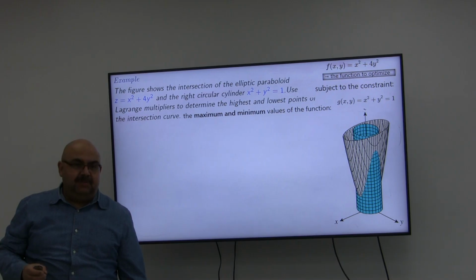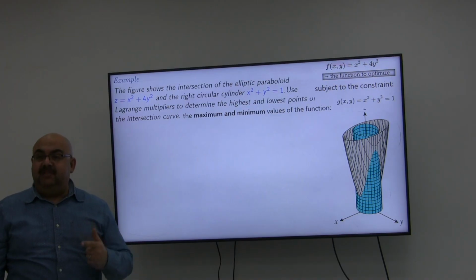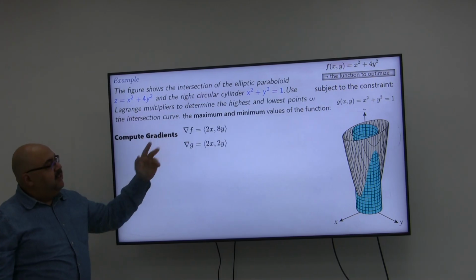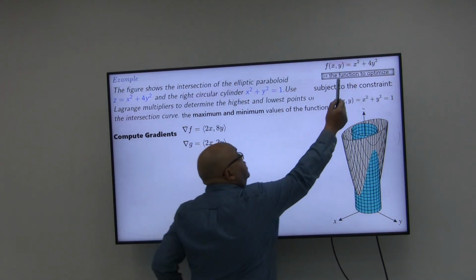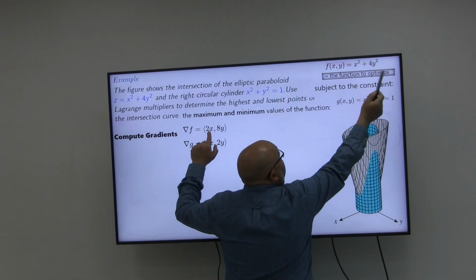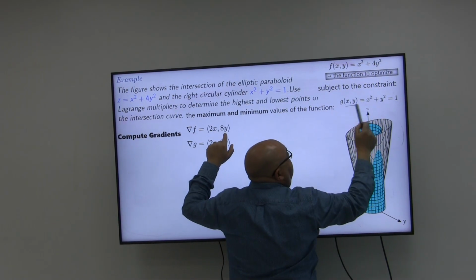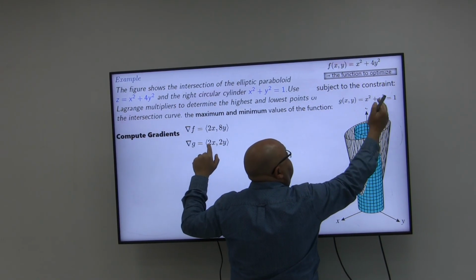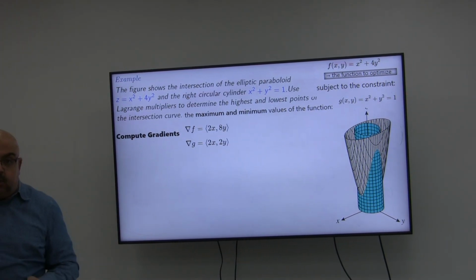Now I will move to the steps once more. The first step, what to do, Ziad? Evaluating the gradient vectors. So I will start by computing the gradients for both equations. What's the gradient vector, Miss Nada, for this equation? I will differentiate with respect to x, which is going to be 2x. I will differentiate with respect to y, which is going to be 8y. I will differentiate the constraint function with respect to x, which is going to be 2x, and with respect to y, which is going to be 2y. So I got the gradient vector for both of them.